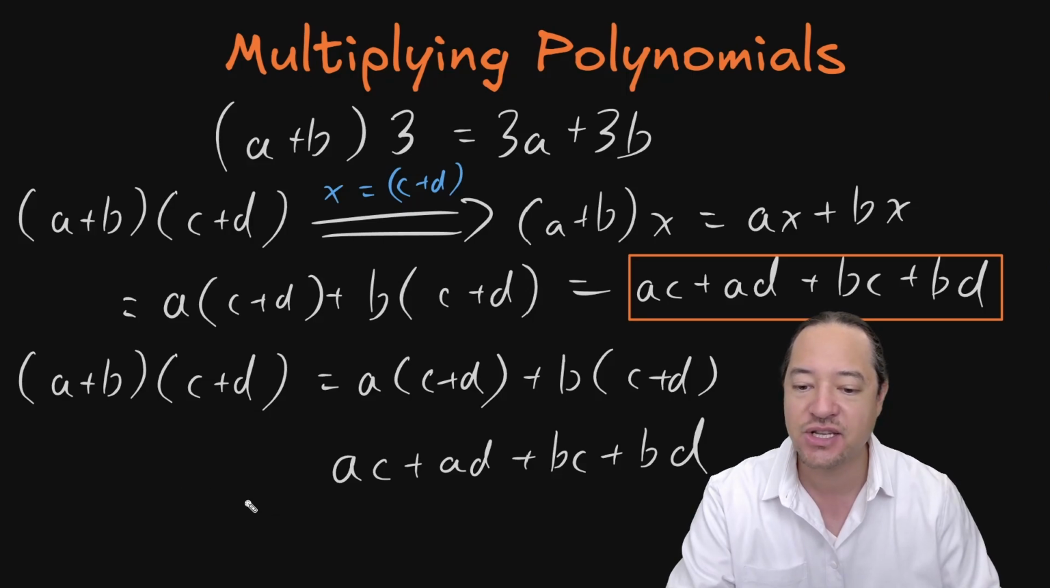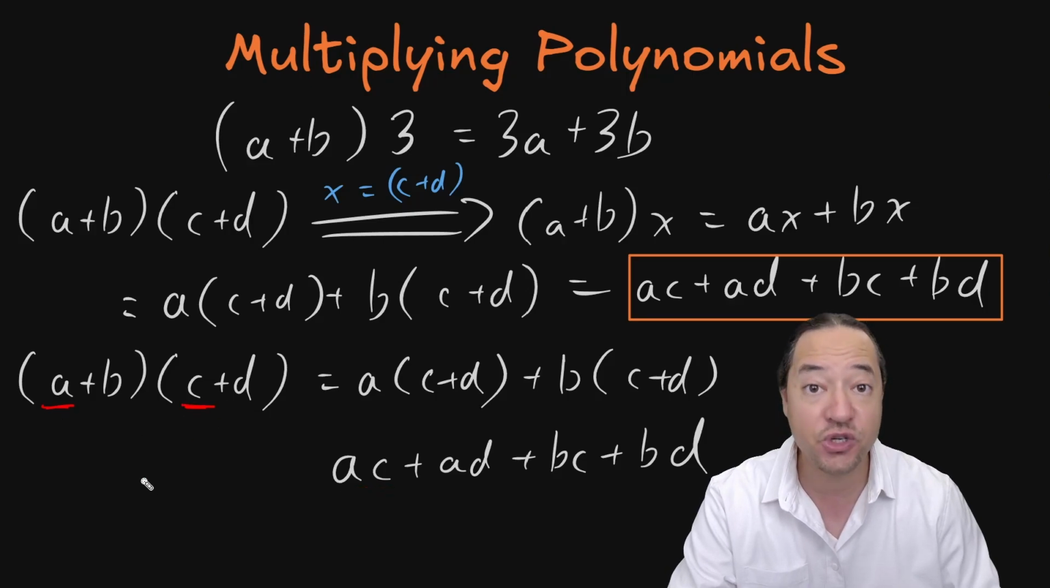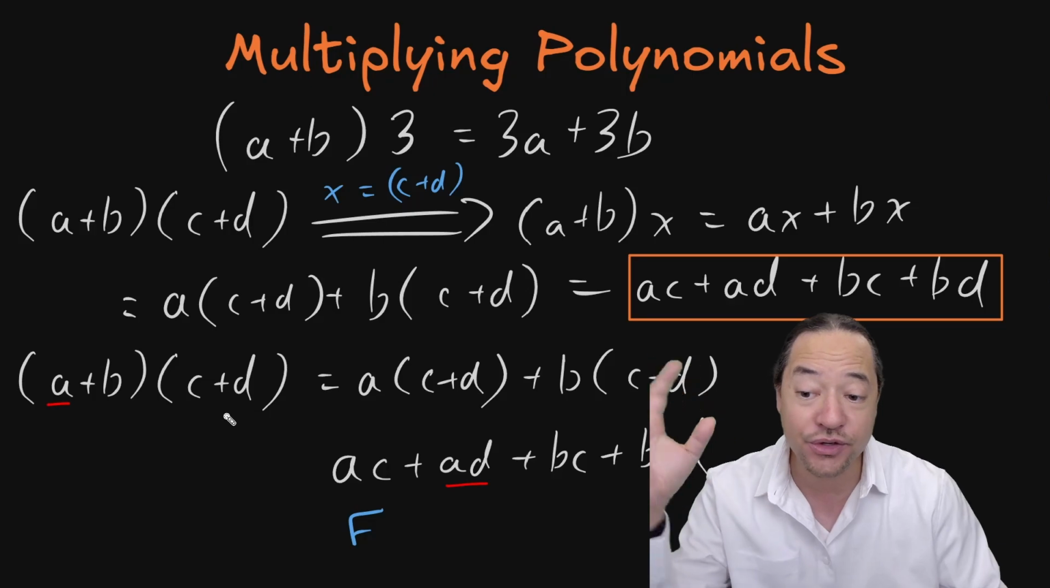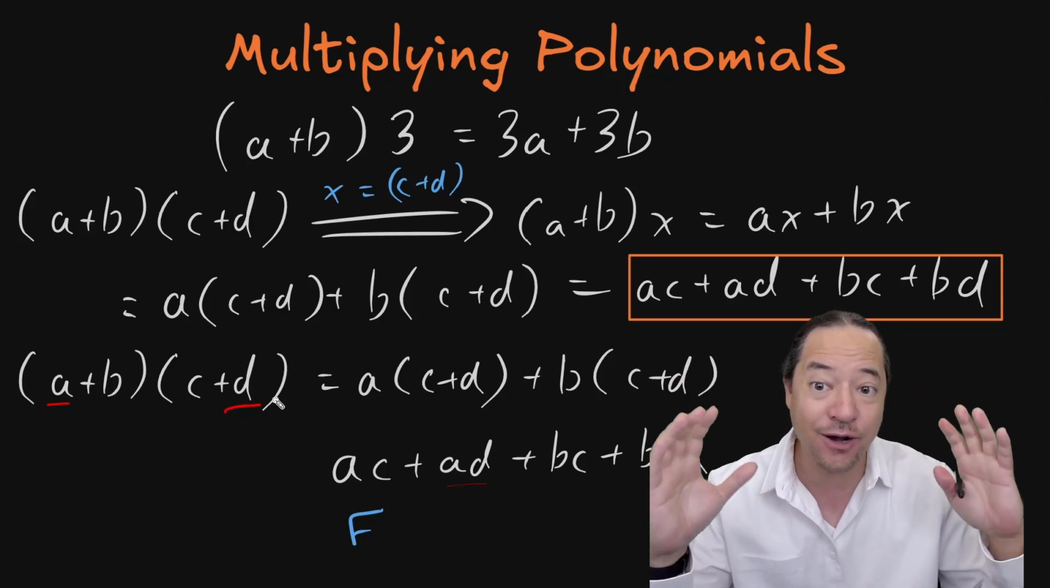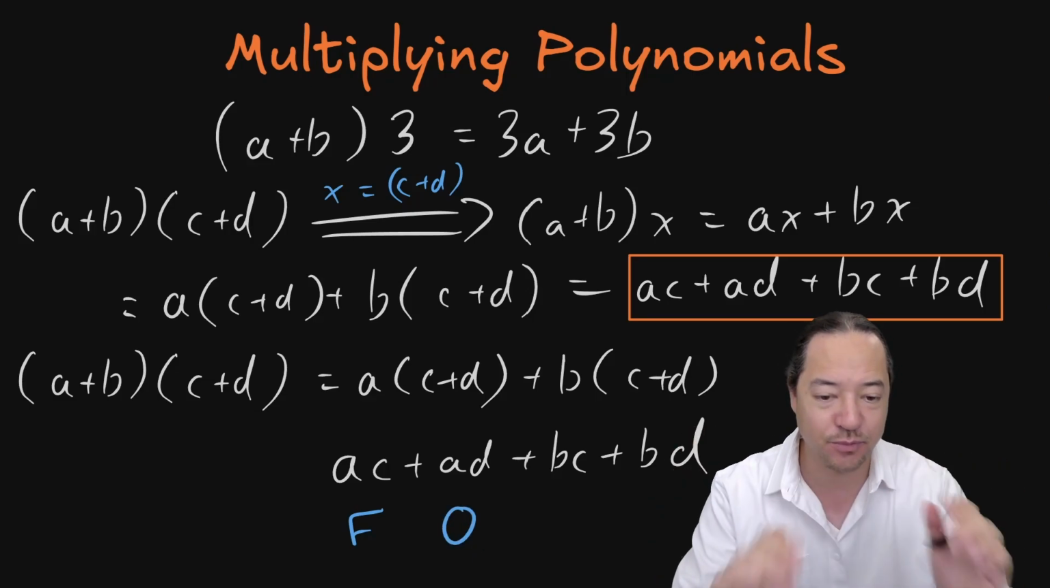The idea is a times c is the first term multiplied by the first term. Okay, so the two first terms multiplied together. So we label this with an F, the two first terms. Next we have a times d. That's the outer term multiplied by the other outer term, if you think of it that way. And so we use the letter O for the outer terms multiplied together.